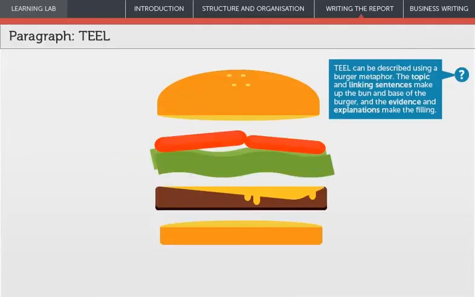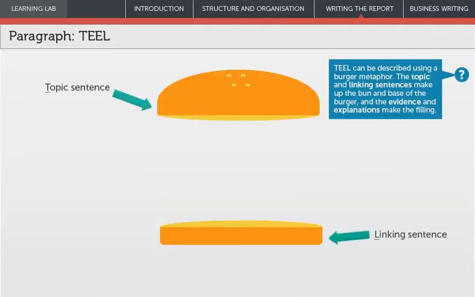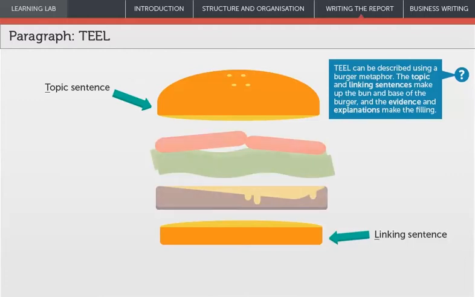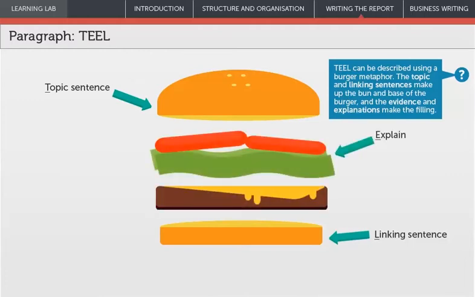A paragraph contains one main idea, which is found in the topic sentence. It is best to put the topic sentence first in the paragraph, as this makes reading easier. The rest of the paragraph is made up of explanation and evidence to support the topic sentence.